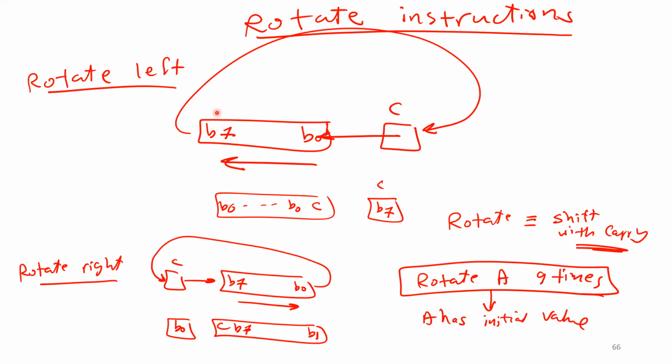So although we call it rotate, actually what I'm doing here is I shift in the value of the carry, whatever is in the carry. So what's going to happen? The carry value is going to come here, bit 0, shifted. The last one is going to go to the carry. So this is how it looks. This is for left and this is for right. In case of right, again, the carry is going to come here and then the last one, bit 0, is going to come here. So it's going to look something like that.